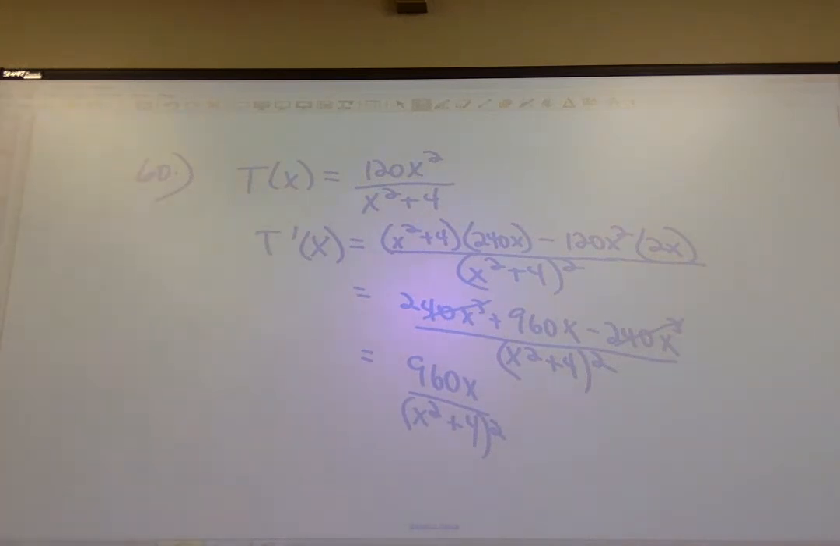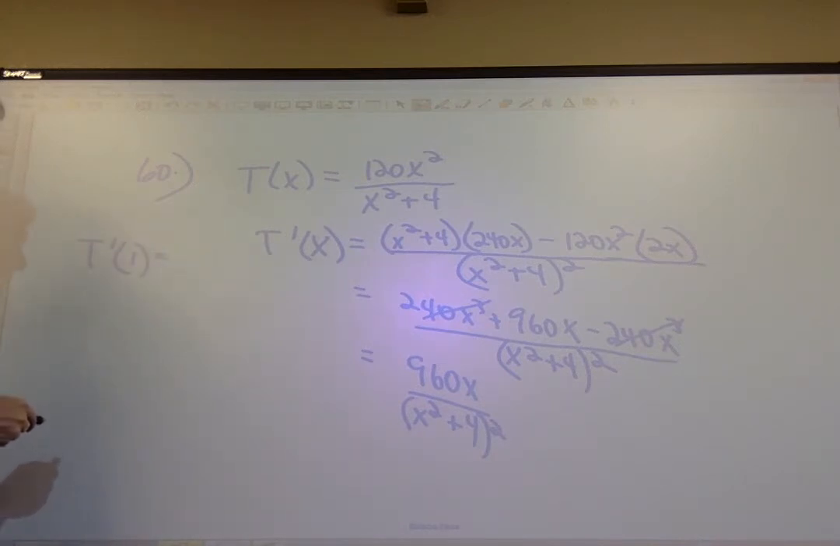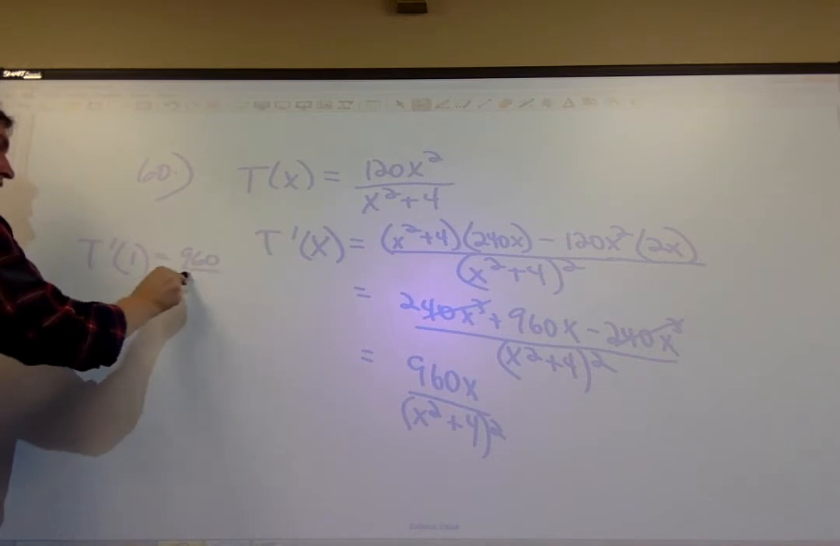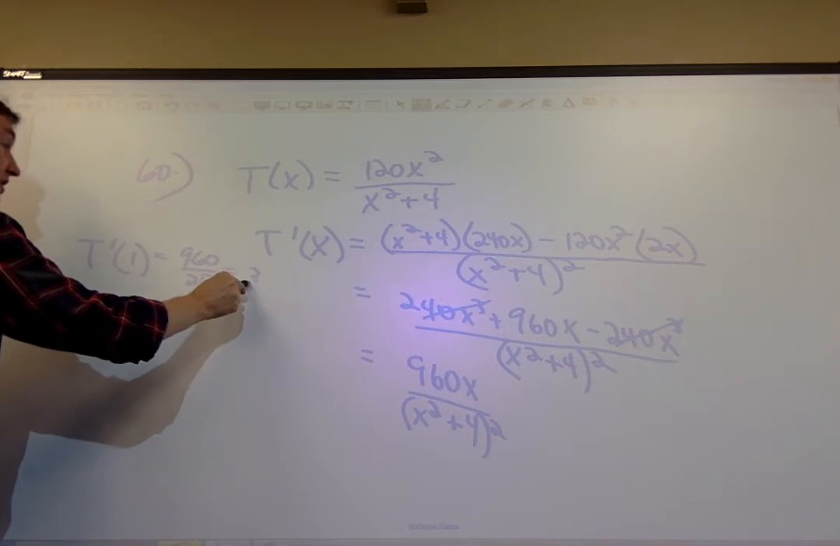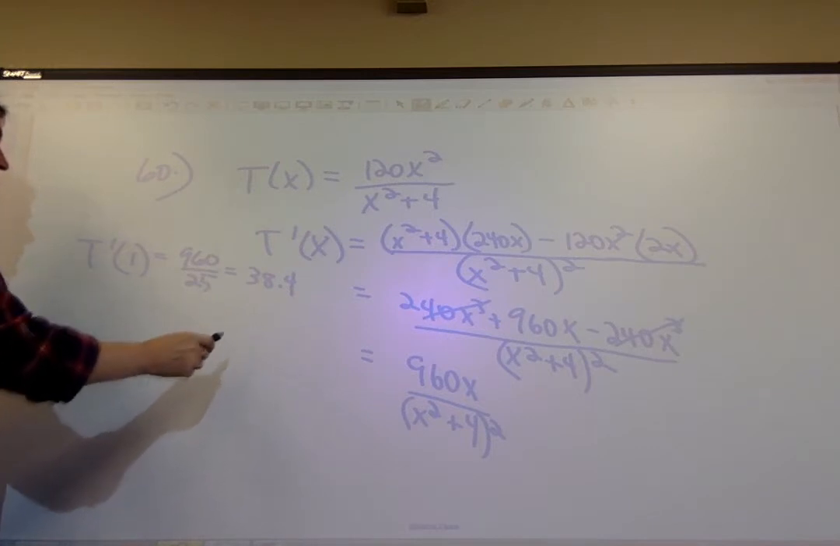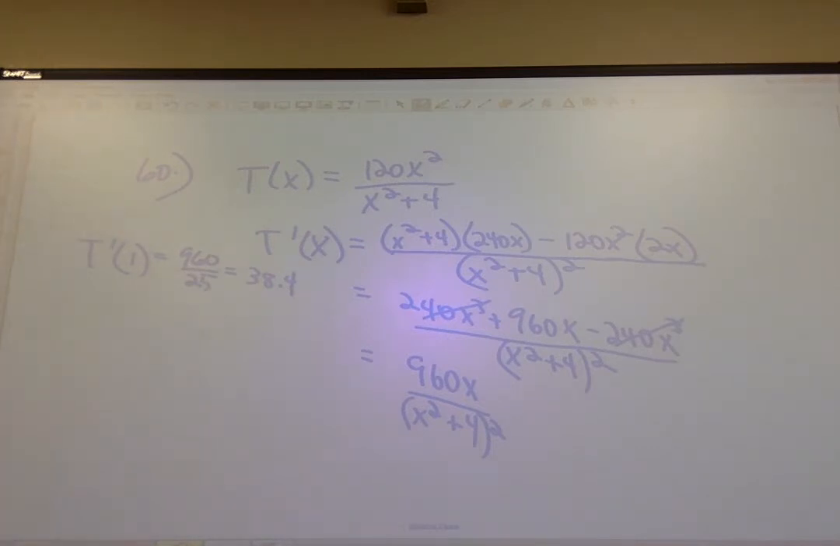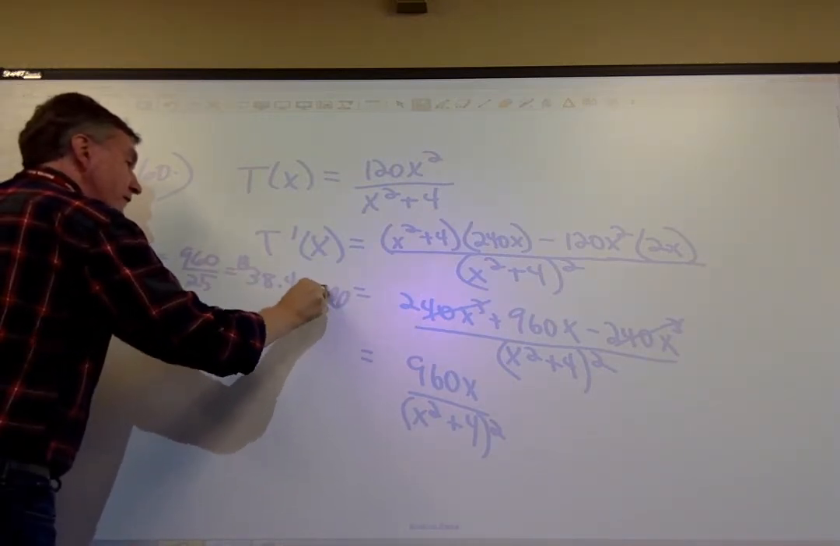They said after 1, 3, and 5 years. So T prime of 1 is 960 over 25. That's 38.4. And didn't it say in millions of dollars per year? Box office receipts. T of x is millions of dollars. So 38.4 million per year.